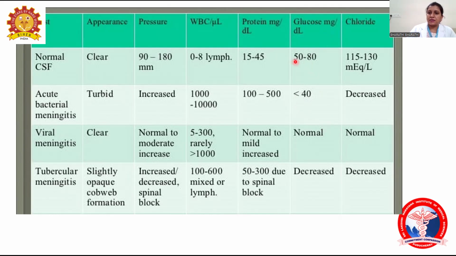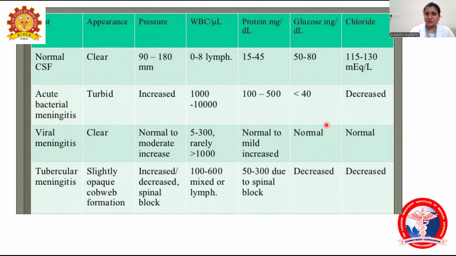Now, glucose content is generally 50 to 80. So in bacterial meningitis, what happens? There is a decrease in glucose content. Why is there a decrease in glucose content? Because there is bacterial overgrowth. All the bacteria need sugar for their growth, so they use the CSF sugar, and there is a decrease in the sugar content in bacterial meningitis.